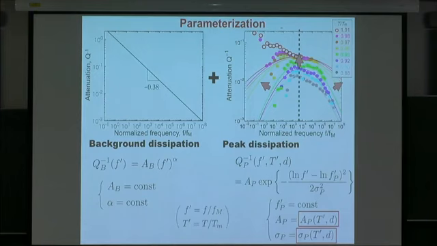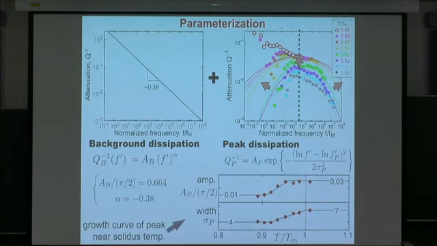And by fitting the parameterized models to these data, we determined the peak amplitude and peak width as a function of homologous temperature. Although the result of only one sample is shown here, similar curves were obtained robustly regardless of grain size and chemical composition.